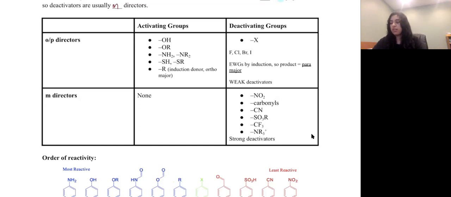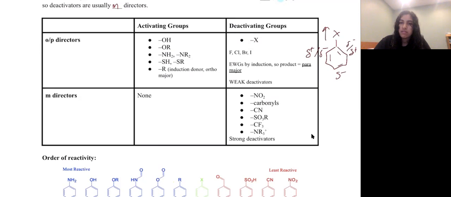So it is donating electron density to the ortho-para positions. They are delta negative, but because a halogen withdraws electron density, the ortho carbons are also slightly delta positive. So it kind of just cancels out and you would get a para major.